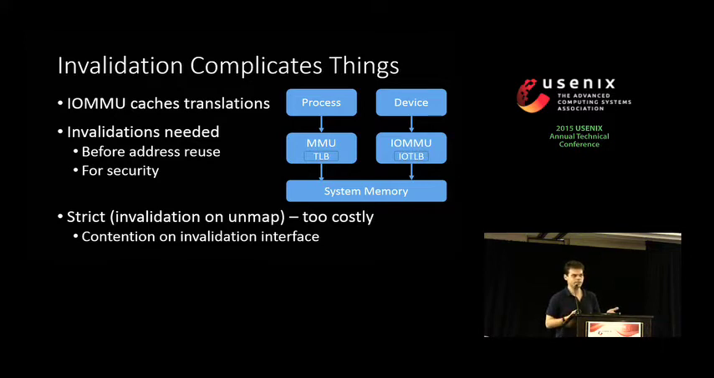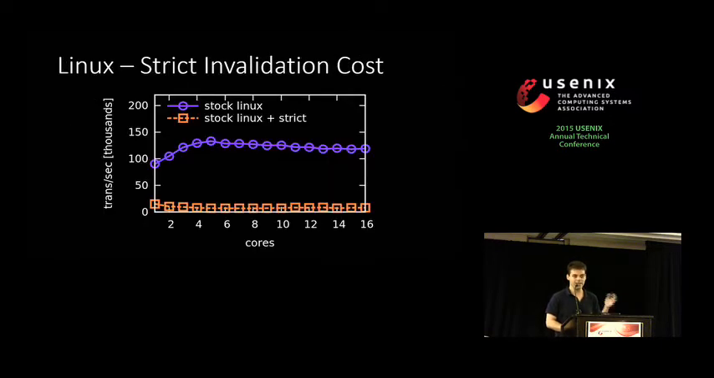So a naive way to do these invalidations is, once you have removed something from the page table, just go to the invalidation interface and invalidate it. That is what we call strict invalidation, and the problem is that it's not really feasible. It adds a lot of contention because for each unmapping you have to go to the hardware invalidation interface and take a lock while accessing it. How bad is it? Well, if you remember, stock Linux IOMMU does not perform very well to begin with, and if we configure Linux to use strict invalidations, we get even way worse performance. On 16 cores, as much as 7% of the stock Linux IOMMU.